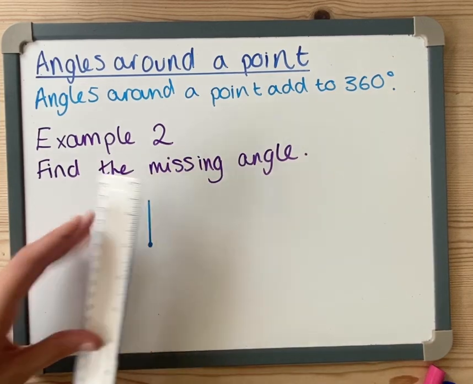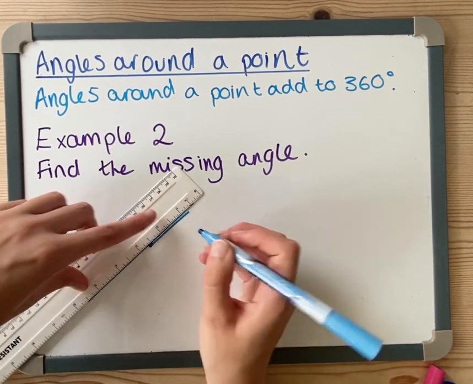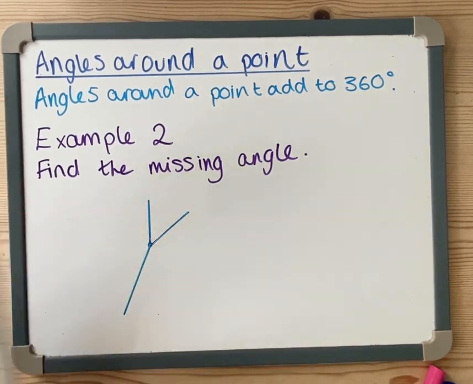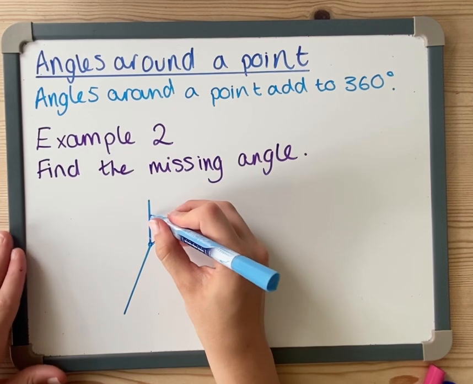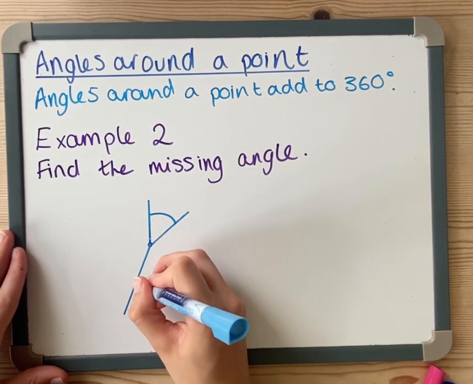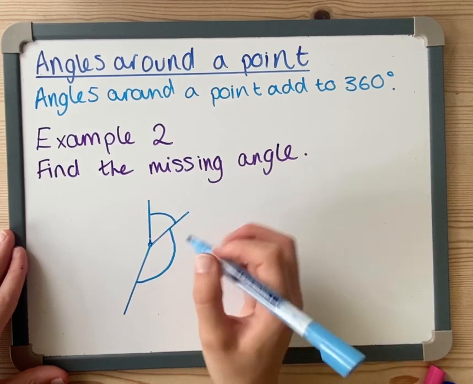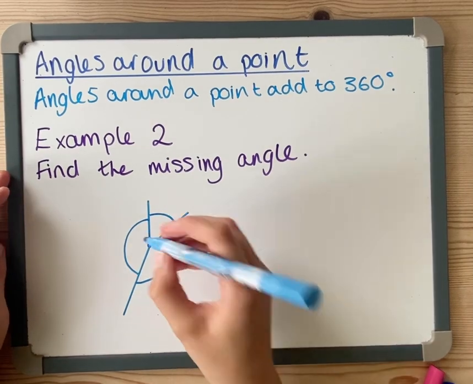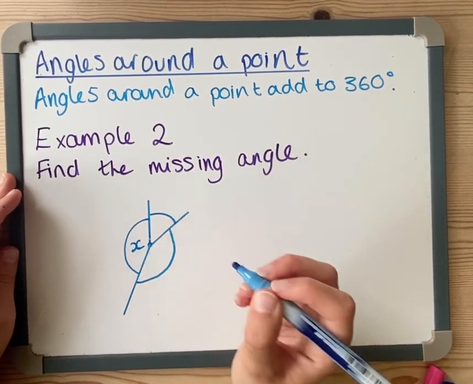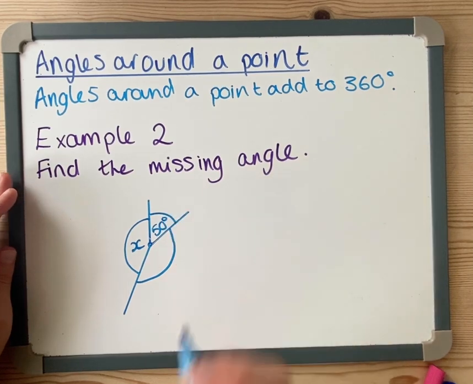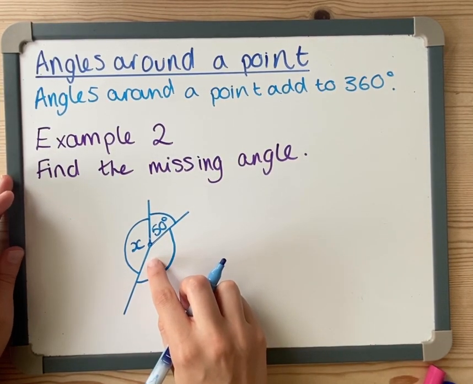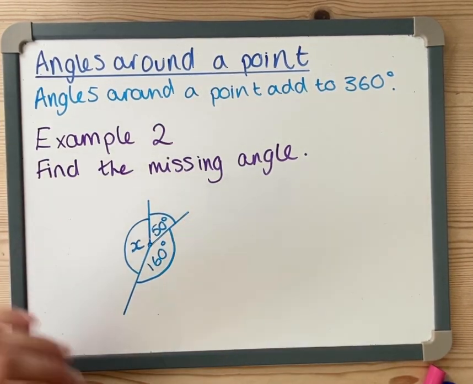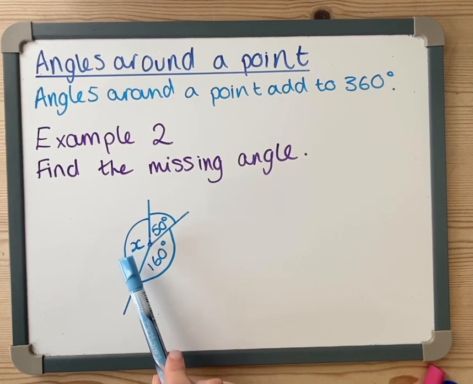I've just drawn on myself, that's good. I'm going to have an angle there, but I'm also going to have another one there. So I've got this angle here, and this angle here, and this angle here as well. This is my angle X that I don't know. This angle here is 50 degrees, and this angle here is 160 degrees. And I need to find out what my missing angle is.